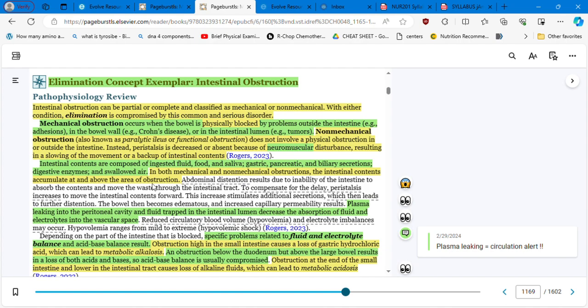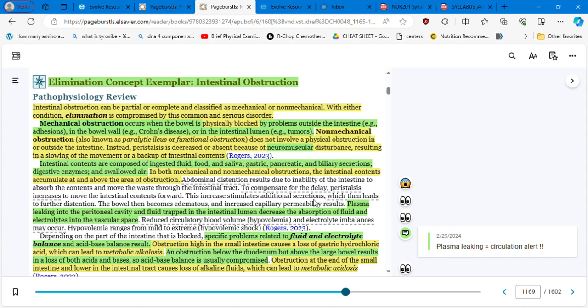The intestinal contents accumulate at and above the area of obstruction. At or above, meaning your intestinal contents are going through the esophagus, the stomach, then to the duodenum, and then there is a blockage, let's say at the beginning of the jejunum. The obstruction will cause the content to go back to the duodenum. So the intestinal content accumulates at the beginning of the jejunum in this example, or above, in the part of the duodenum, okay?